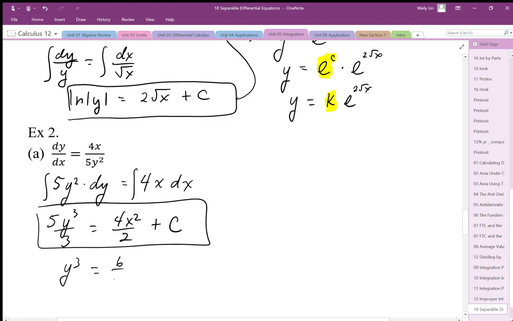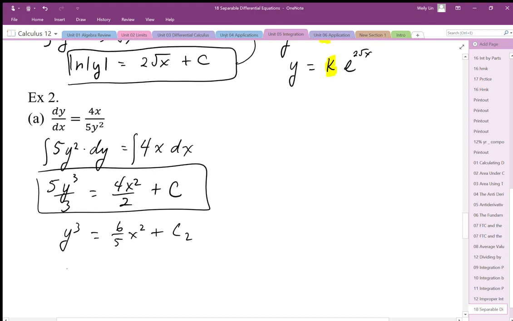So if I solve for y here, I'm going to end up with, this is going to be 6 over 5 x squared plus, and I'm just going to call that c2 because it's just some constant multiplied by 3 over 5. Okay, and then this solution is going to be the cube root of all of that.